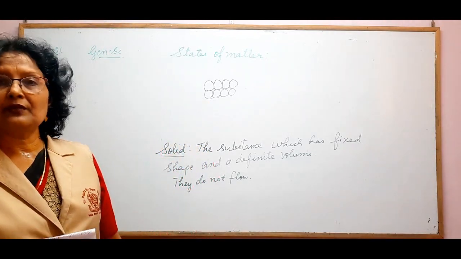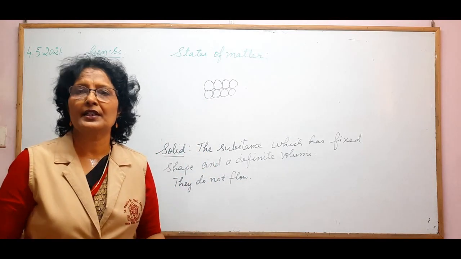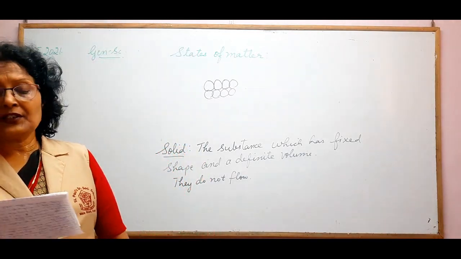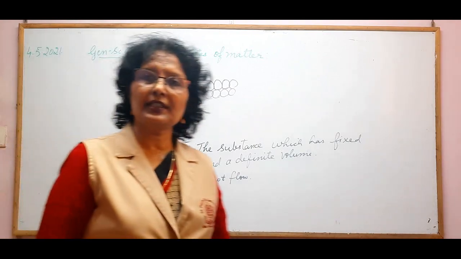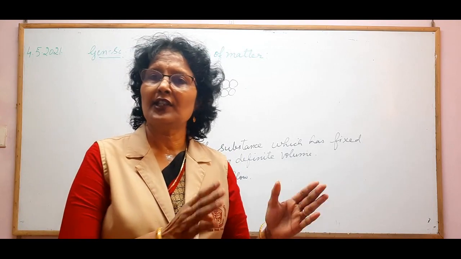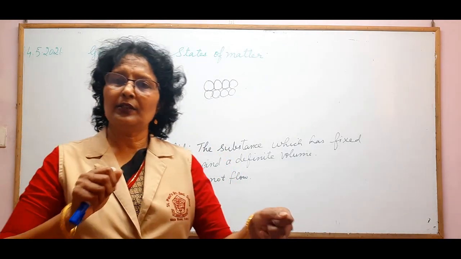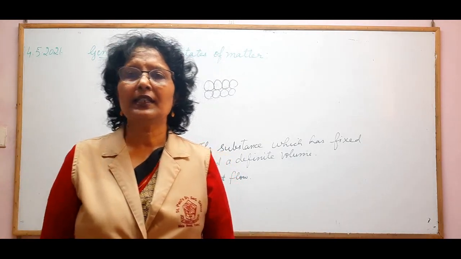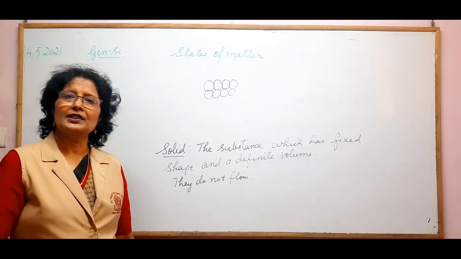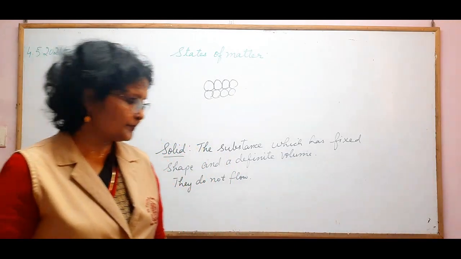The force of attraction between the molecules is very strong. In solid, the force of attraction between the molecules is so strong that is why solids are rigid and retain their shape. They will not change their shape until and unless some external force is put on that. So, a chair will remain a chair. A table will remain a table. A book will remain a book till you tear it. So, until and unless you put an external force on that, they will not change their shape. Solid has got a fixed shape.